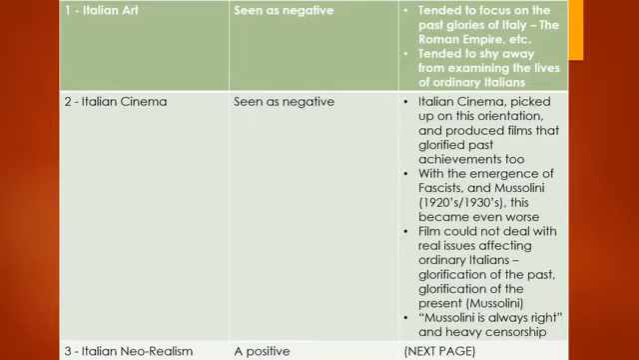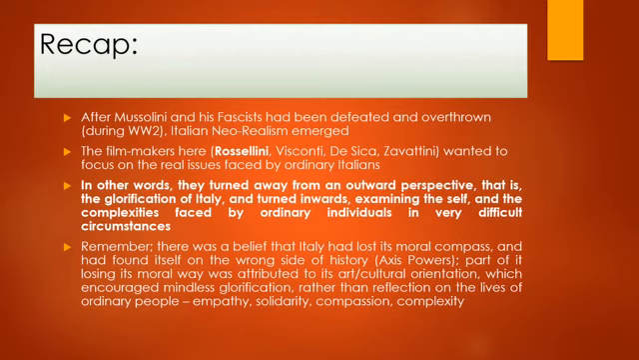Right, so Italian neorealism then is a response to that, and it's seen as positive. So here we're talking about that Italian neorealist response that is seen as positive. Let's take a look. After Mussolini and his fascists had been defeated and overthrown, Italian neorealism emerged. And the filmmakers here, and here are the big names, Rossellini, Visconti, De Sica, Zavattini, wanted to focus on the real issues faced by ordinary Italians.